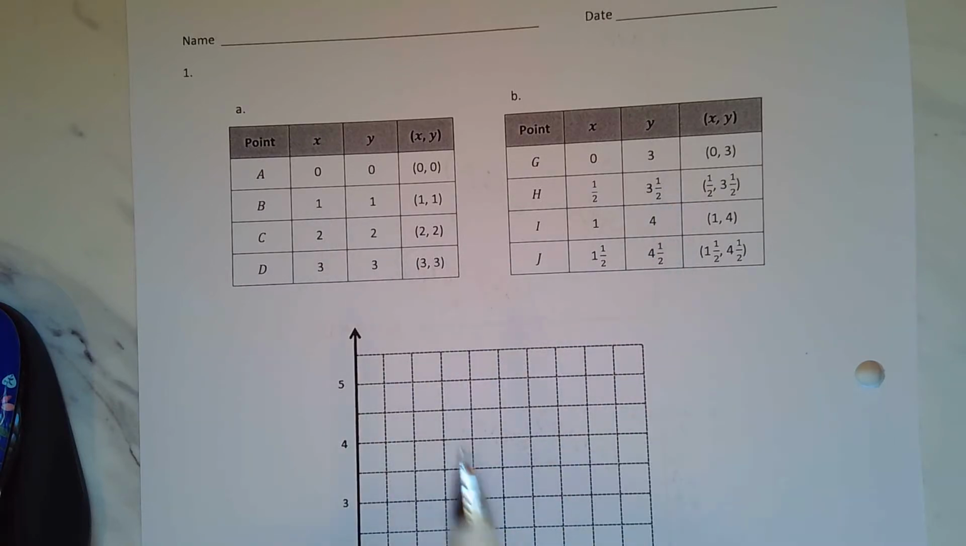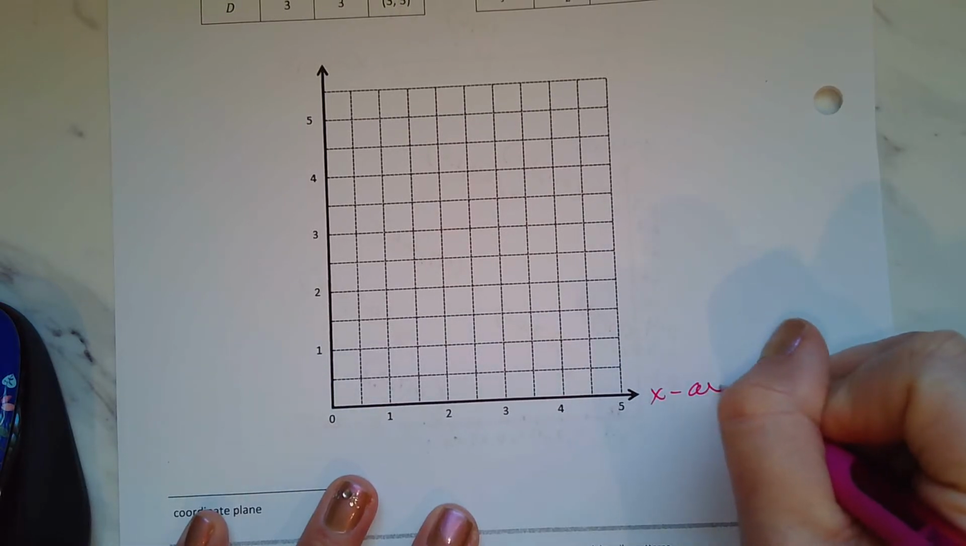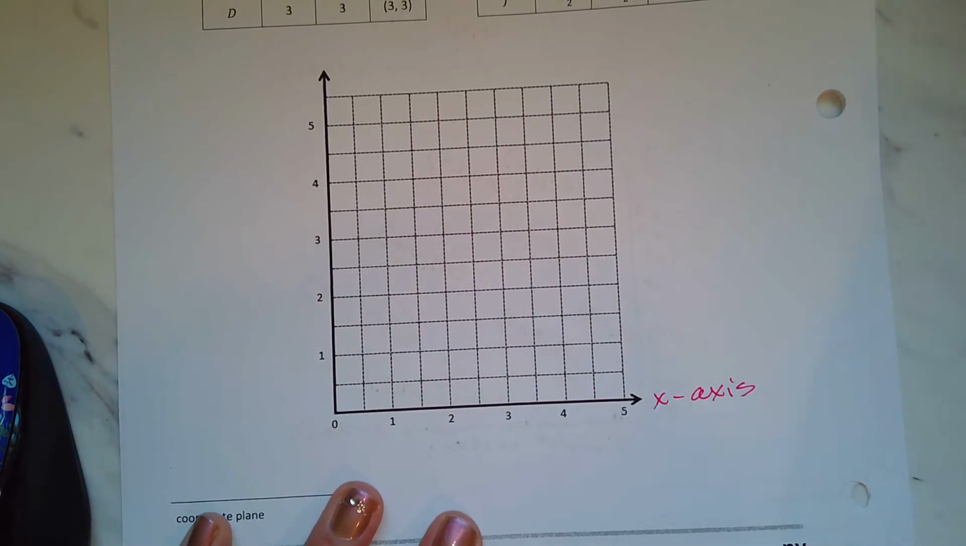We have two charts with X and Y coordinates. We have coordinate pairs. We have a coordinate plane. What should we start off with? That's right. Let's label our X and Y axis.